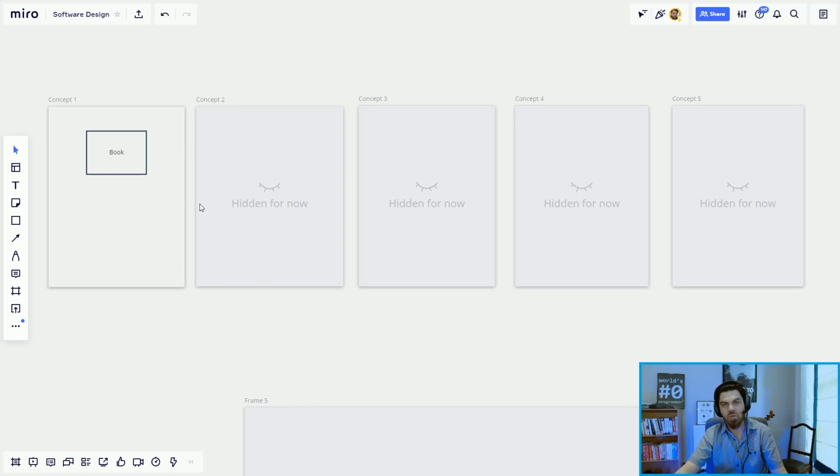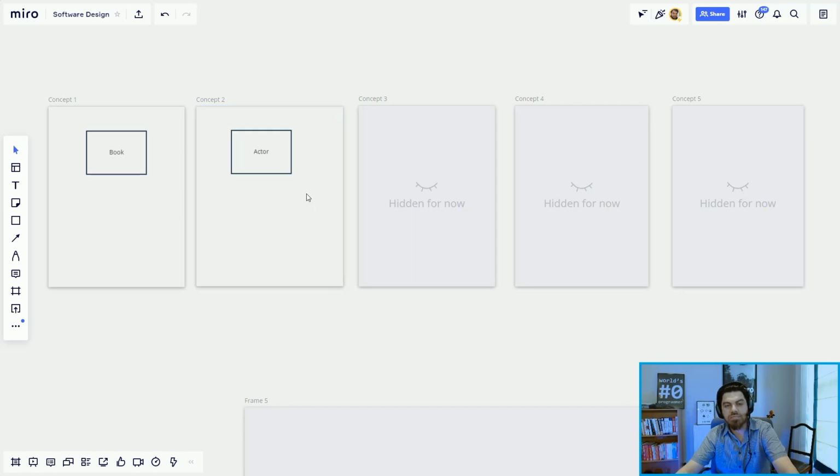What is it? What sort of system am I designing? Is it a library? What is this? Is it a bookshop? What is the book referring to? What domain are we in? If I reveal this, what are you going to see?